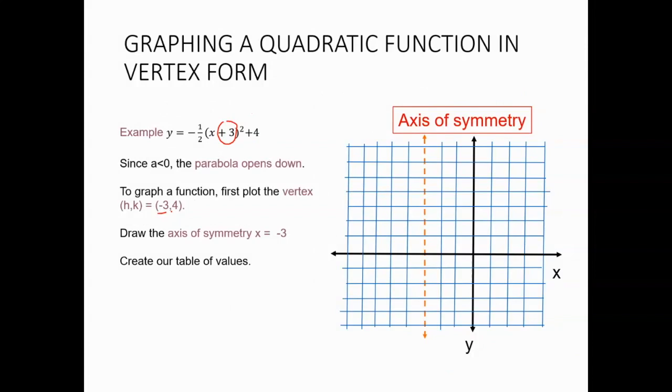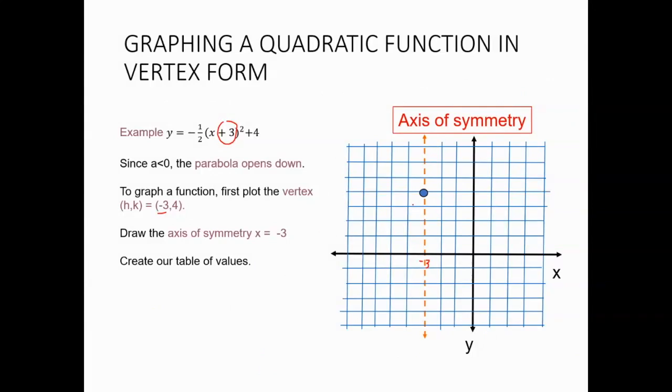So my vertex is at negative 3 and 4. I drew a point there. I did this in advance. So 1, 2, 3, that's negative 3, and 1, 2, 3, 4, that's 4.